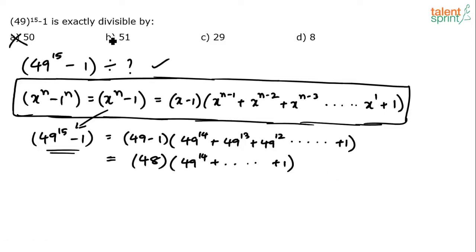Is 48 divisible by 50? No. Is it divisible by 51? No. Is it divisible by 29? No. Is 48 divisible by 8? Yes. If 48 is divisible by 8, I can say the whole number here is divisible by 8. So option D is the answer. You getting it? Option D is the answer.